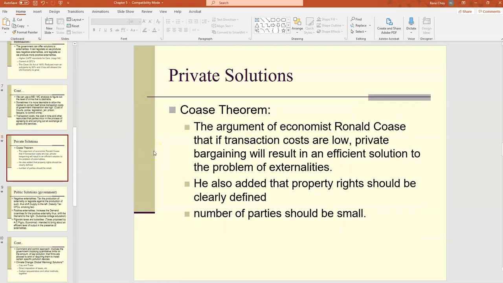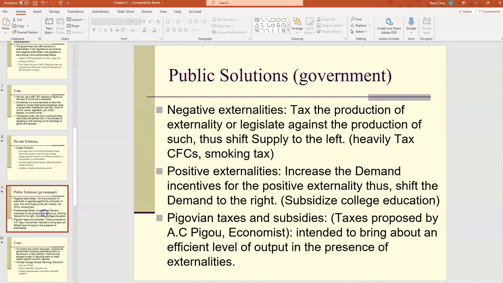Economist Ronald Coase proposed what we call today the Coase Theorem. Basically what he said is that if transaction costs are low, then private bargaining normally results in an efficient solution to the problem of externalities. He also added that somebody has to define property rights clearly. And of course the number of parties should be small because once you get to a certain size, it's very difficult for all the parties to compromise into one solution.